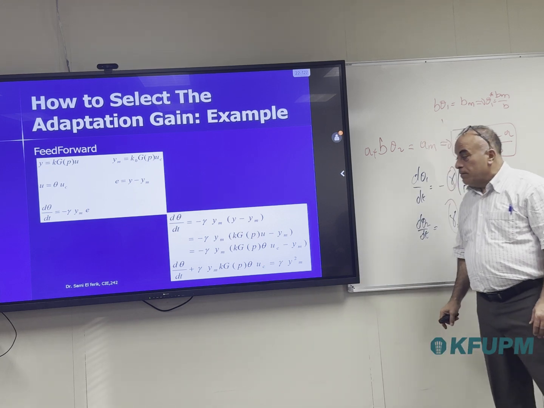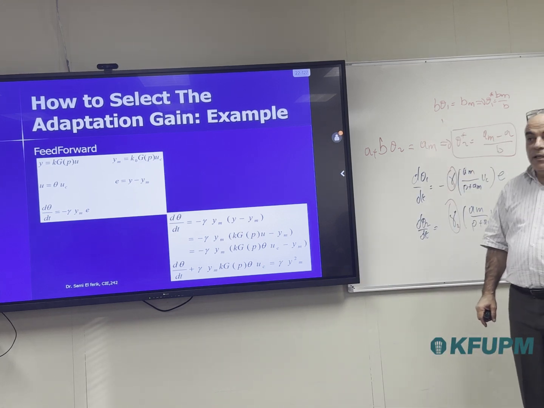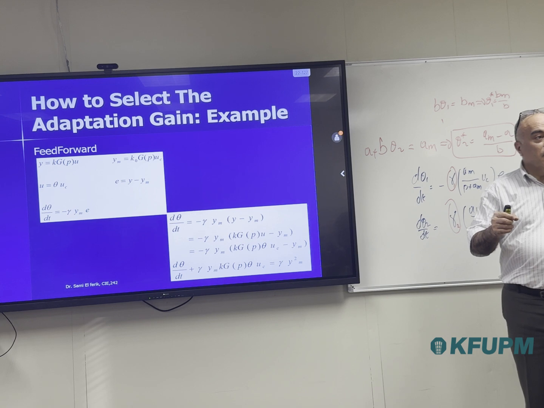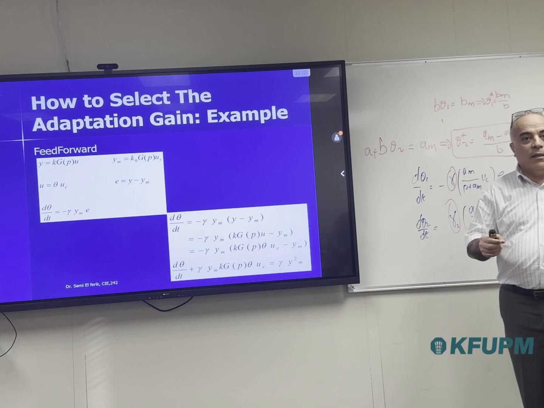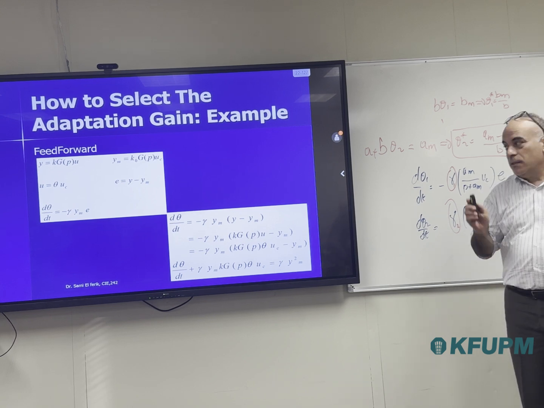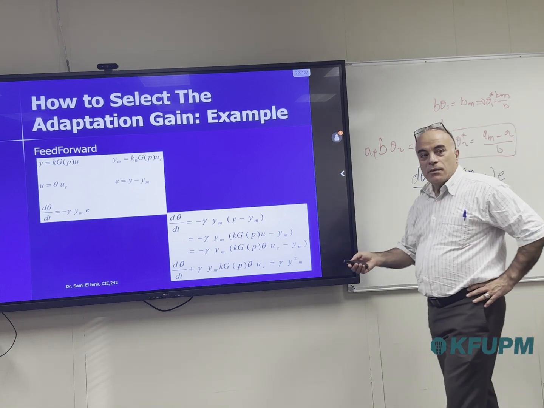So how are we going to analyze it? Our objective is to do what? To find the optimal value of gamma. So we are going to start making assumptions.